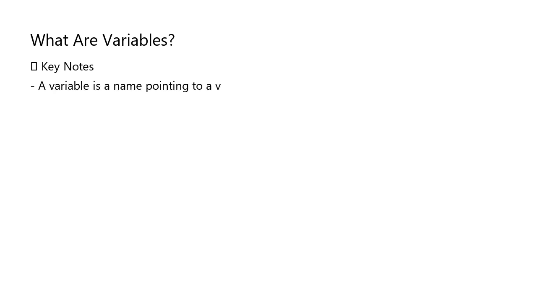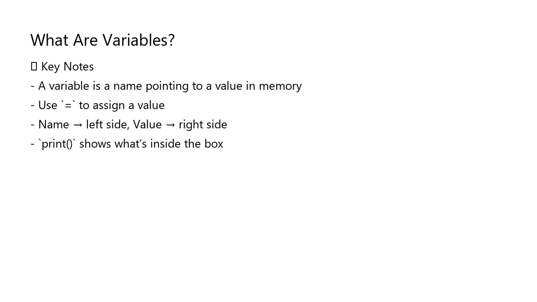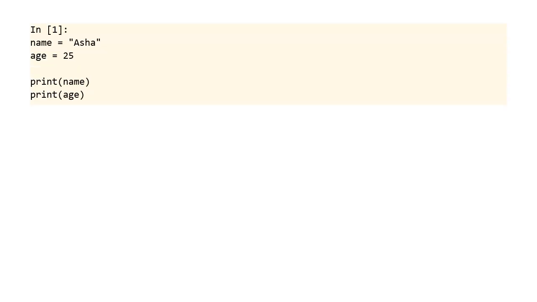Imagine a storage shelf filled with labeled boxes. Each label represents a variable name. Each box holds a value, a number, a word, or a price. When you assign a value to a variable, Python places that value into a box and labels it with the name you chose. Let's store a name and an age. Both labels point to values in memory. Watch the output. Python prints the values stored inside those labels.